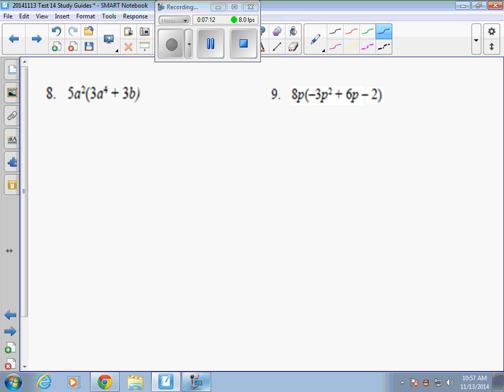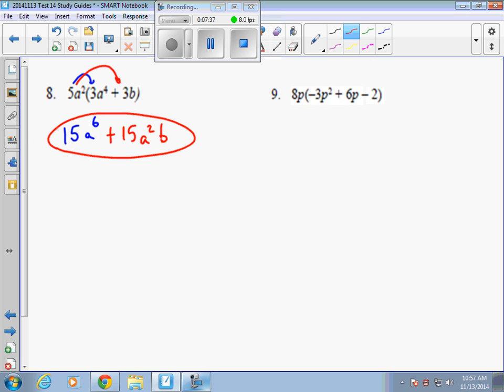Number 8, 5a squared times 3a to the 4th plus 3b. 5 times 3 is 15. A squared times a to the 4th. You add the exponents 2 and 4 to get a to the 6th. 5 times 3 is plus 15. Again, here's an a squared and a b. You don't do anything with those except write them as a squared b. You don't add up 2 and 1 to get 3.